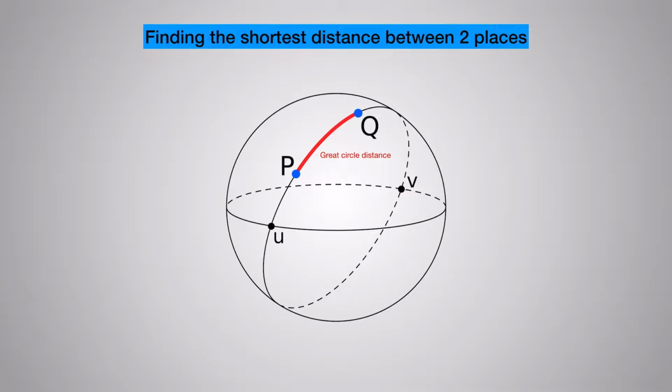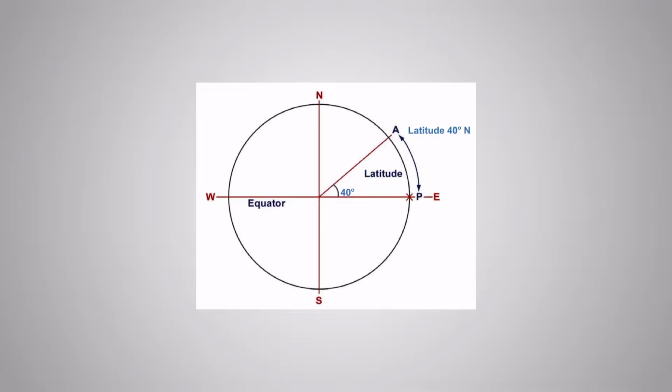Now, how do we find the shortest distance? To find the shortest distance, first we have to find the angular distance along this particular great circle, and then we convert this angular distance into the linear distance. Let's say we had to find this distance between P to A on this particular great circle. So what we do is that we find the angular distance. The angular distance is this, which is 40 degrees.